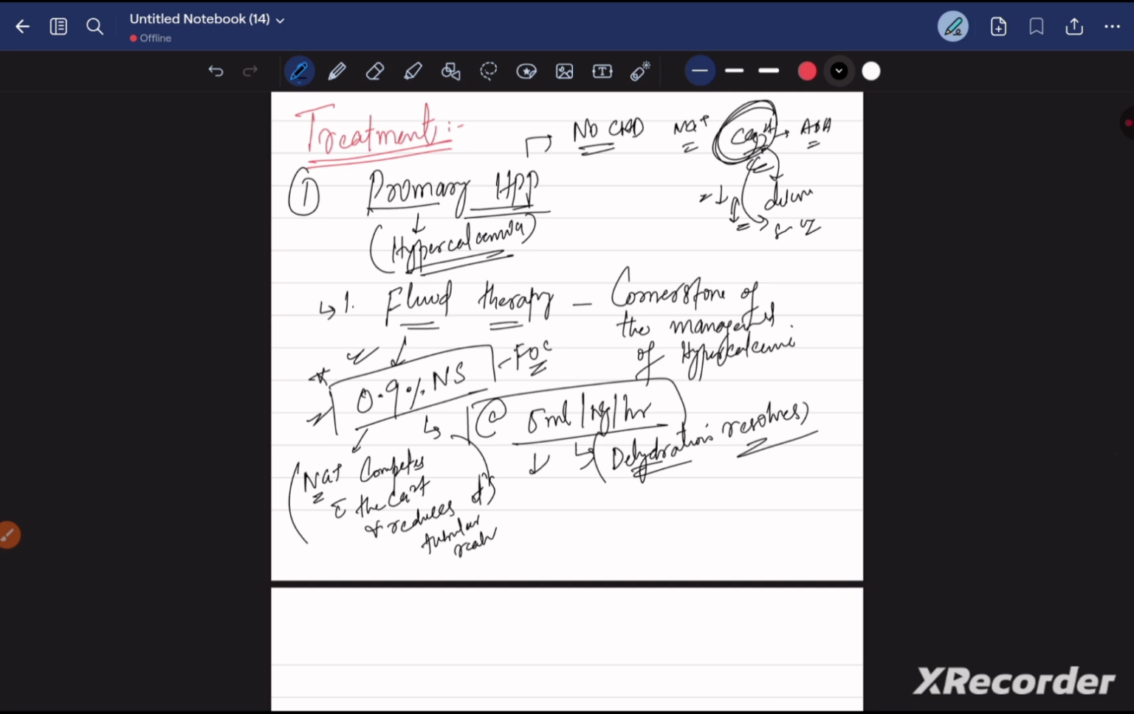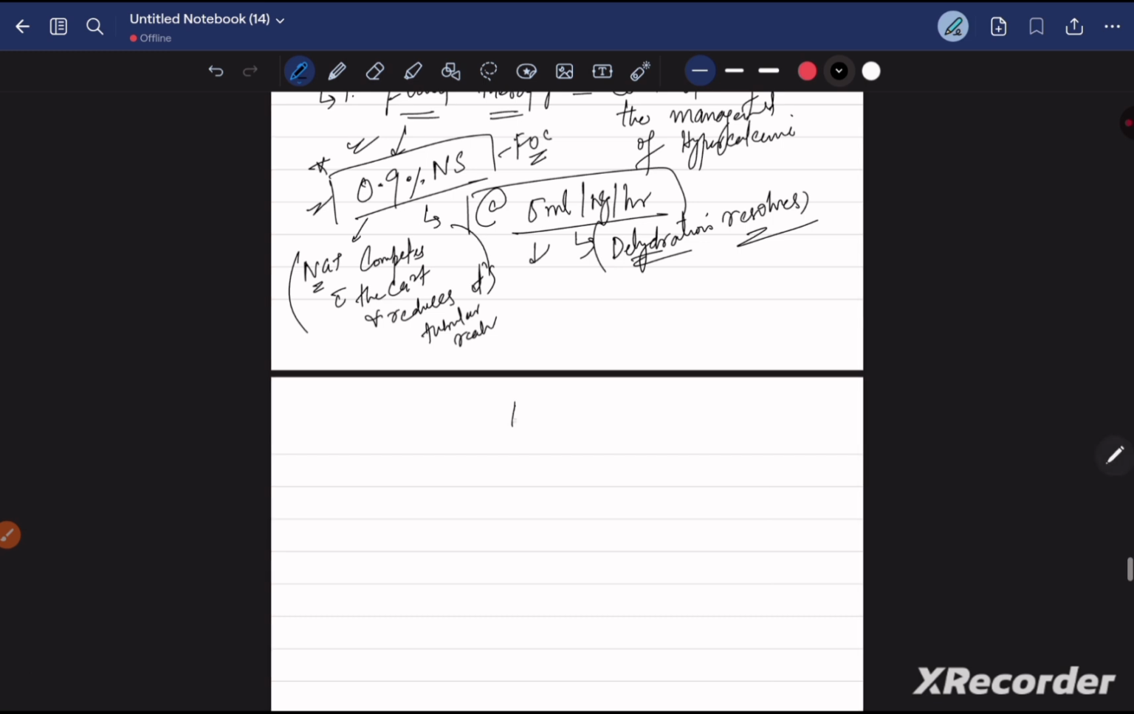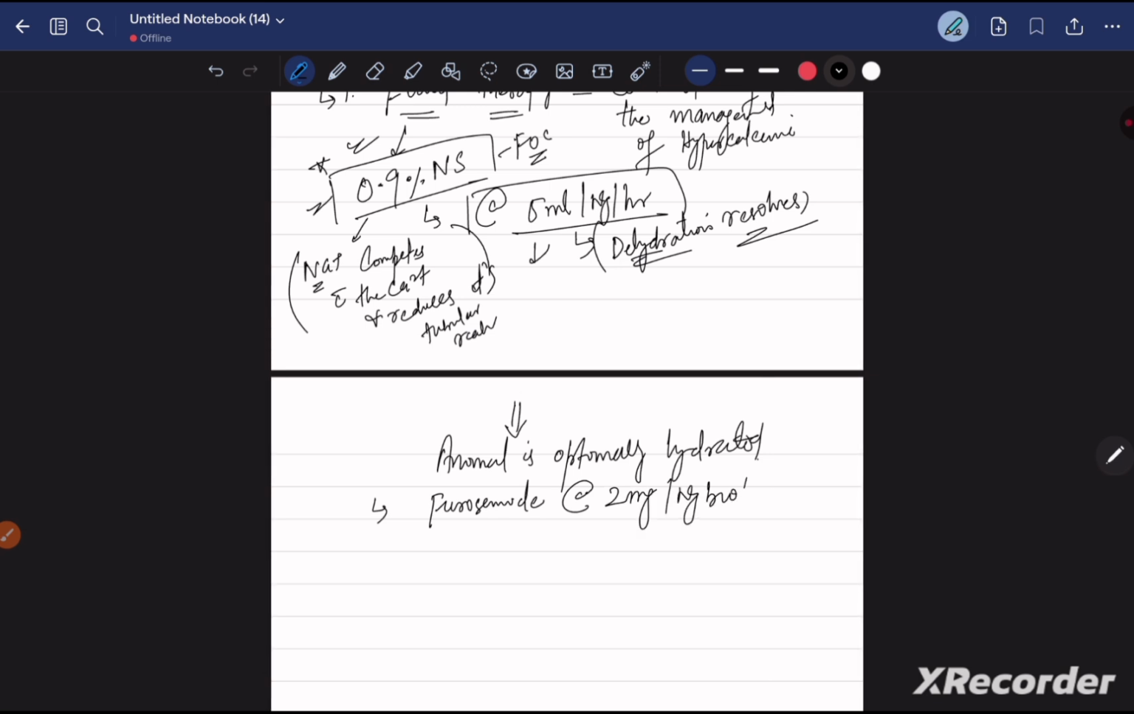Now when you have resolved the dehydration, and the animal is optimally hydrated, you will give another drug, that is furosemide. It's a diuretic given at the rate of 2 mg per kg body weight, 12 hourly.